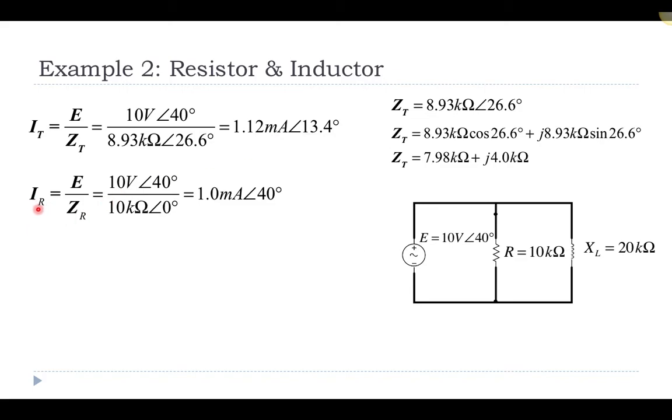So the current through the resistor would be the voltage of the source divided by the impedance of the resistor, and because they're in parallel, they all have that same voltage of 10 volts. So I would divide by the impedance of the resistor, so 10 volts over 10 kiloohms is 1 milliamp, and then 40 minus 0 is 40.